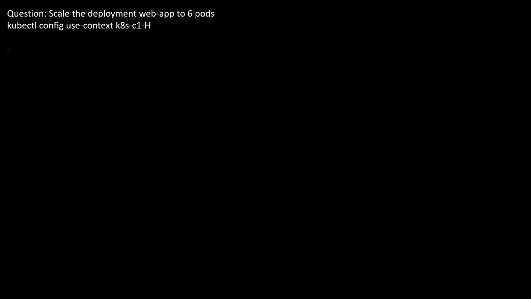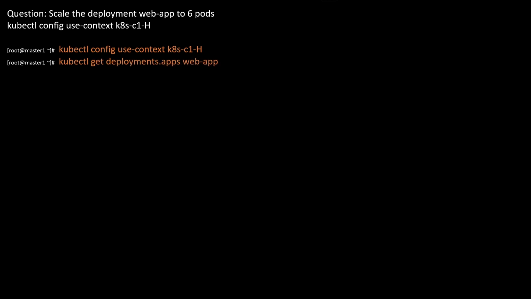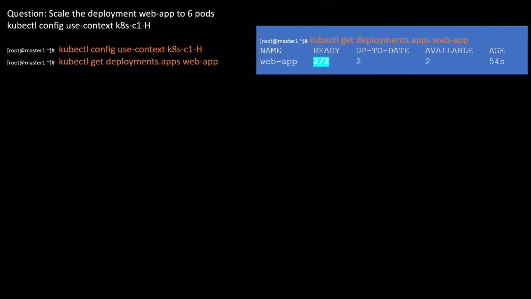First, we should check where the deployment is running. In the question, no namespace is defined. Thus, this deployment must be running in the default namespace under the user context. Check the deployment and identify how many replicas are defined, meaning how many pods there are. We can use kubectl get deployment. For reference, my deployment has 2 pods running.